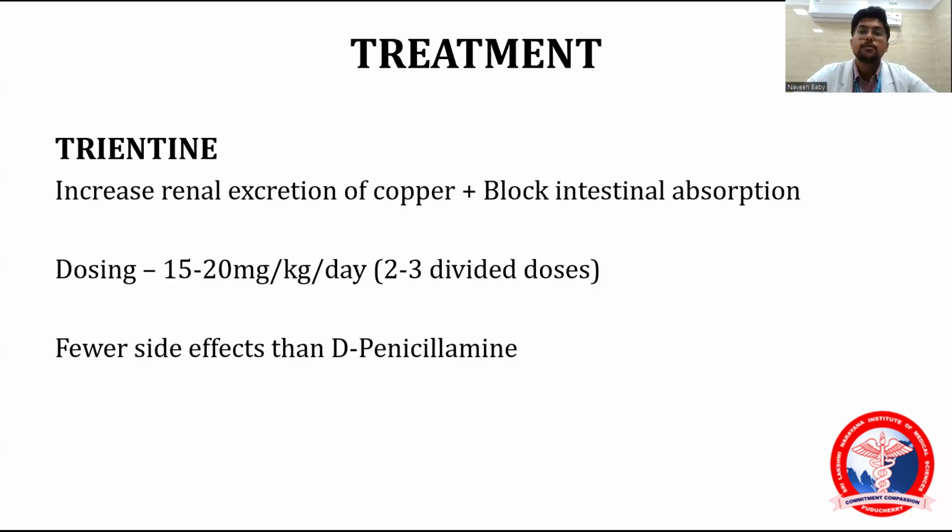Next is trientine. In patients, trientine also acts with the same mechanism. It also removes the copper from the less bound tissues and promotes renal excretion, but it also has an additional action. When you take the trientine orally, the unabsorbed portion of the trientine from the gut will bind to copper again and also block the intestinal absorption. So it has two mechanisms of action. One is increasing the renal excretion of copper from the body, as well as preventing the absorption of copper by the non-absorbed form of trientine.